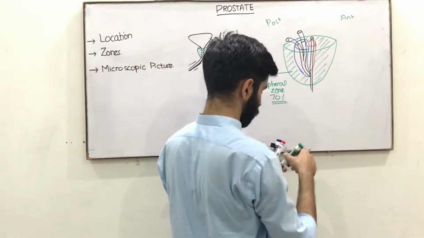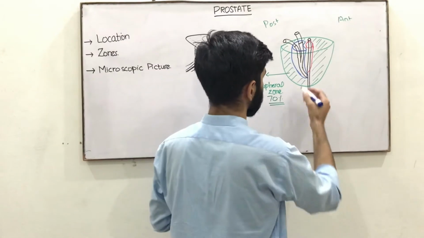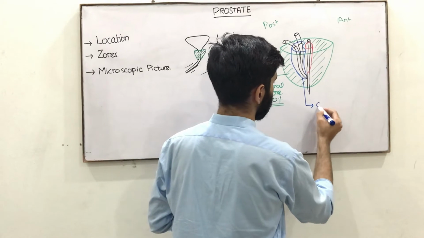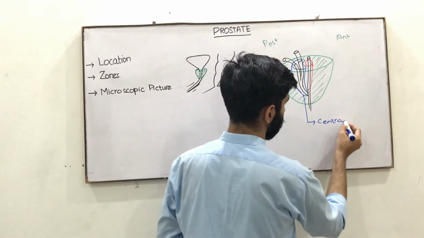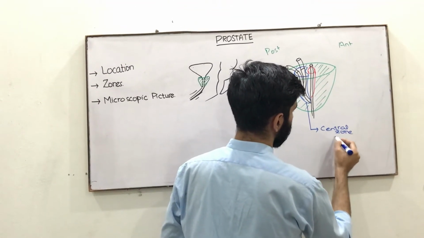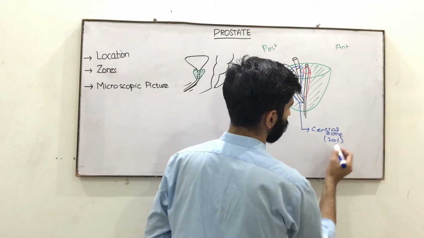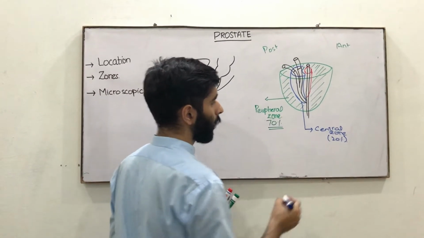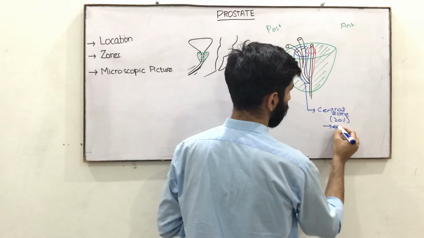With the blue, this is the central zone. It forms 20% of the glandular tissue of the prostate gland, and it encloses the ejaculatory duct.